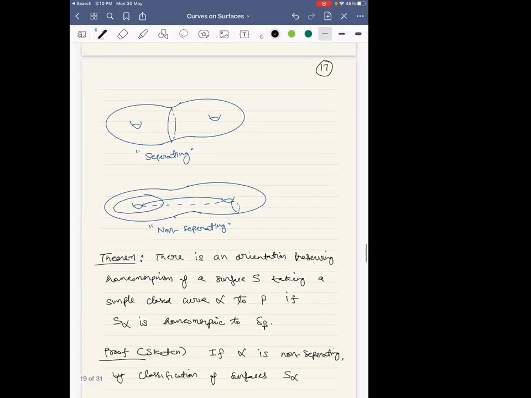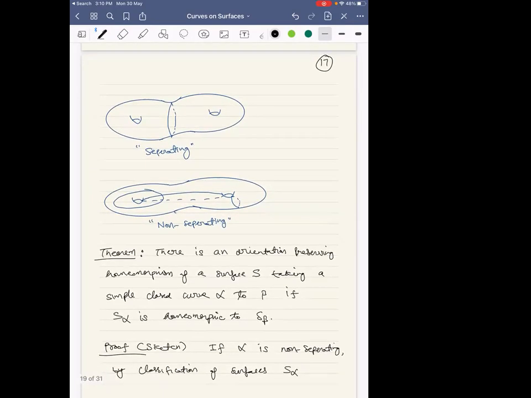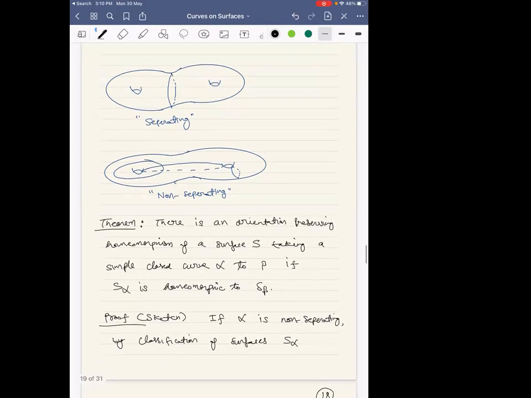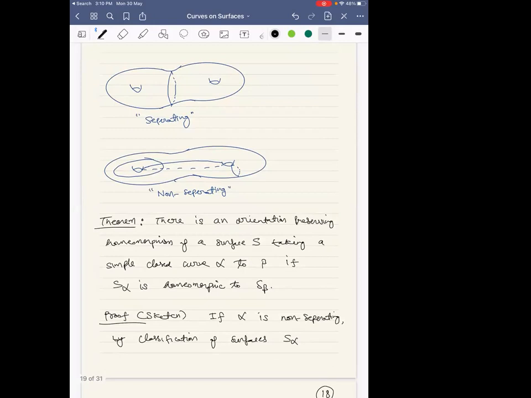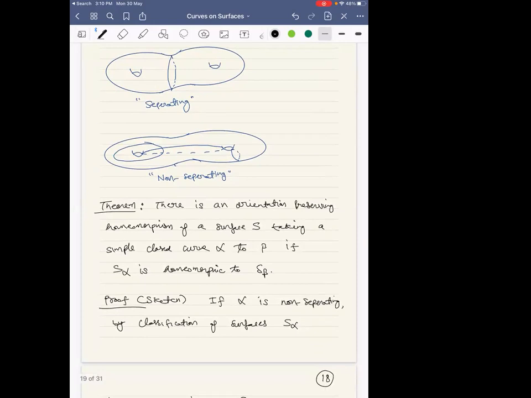Yes, so here is a picture of a separating and a non-separating curve. Here you can see more than one non-separating curve. These are all non-separating in the second picture. So this is a theorem which states that if you know the cut surface, right?